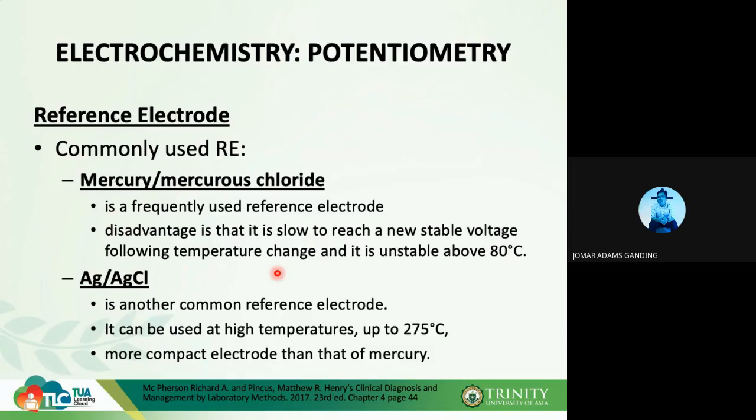So, let me just clarify, mercury is unstable above 60 degrees, but silver-silver chloride is stable above 60 degrees, okay? So, I hope that's clear.